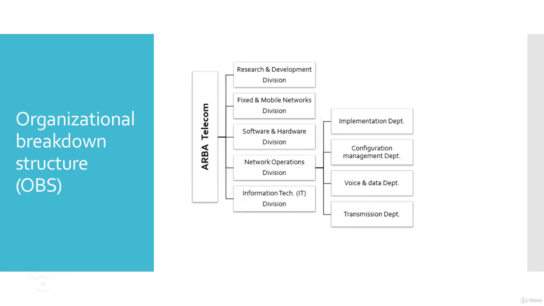Now, if we look at our network operations division within Arba Telecom, let's assume that the network operations division is responsible for carrying out all the network operations related projects and specific programs within Arba Telecom. Further, let's divide our network operations division into the respective teams or departments. So now the network operations division is divided further into 4 departments or teams.